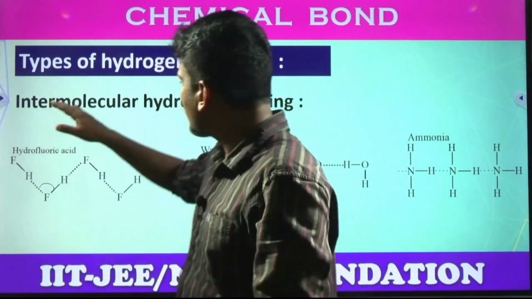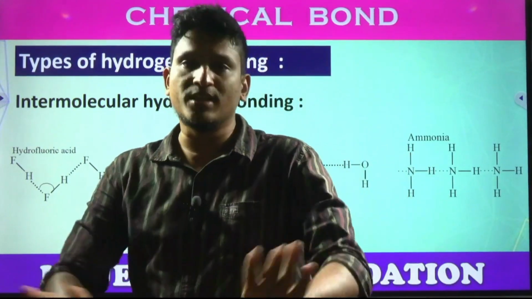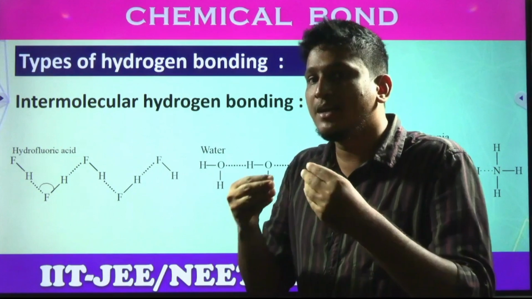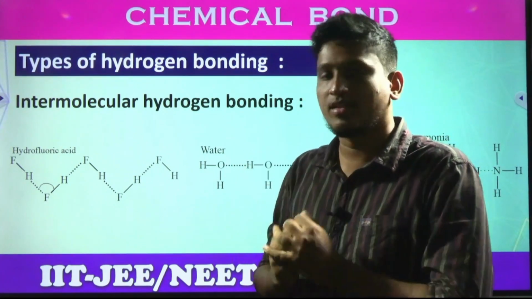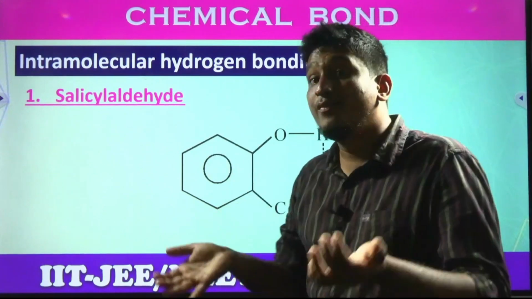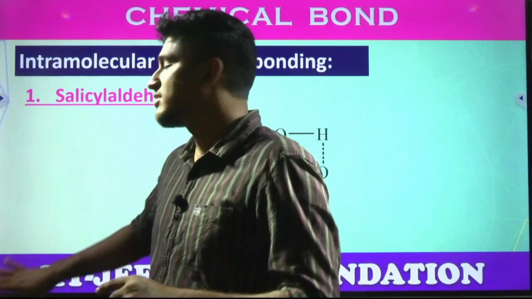One is intermolecular hydrogen bonding, the other one is intramolecular hydrogen bonding. Simple reason. Intermolecular means the hydrogen bonding exists between two molecules, two separate molecules. That is intermolecular. Intramolecular means it exists within the molecule. Intra means within the same molecule, hydrogen bonding can exist.